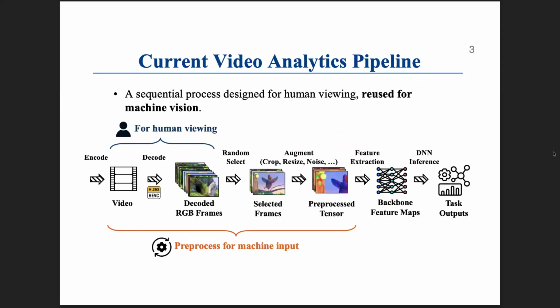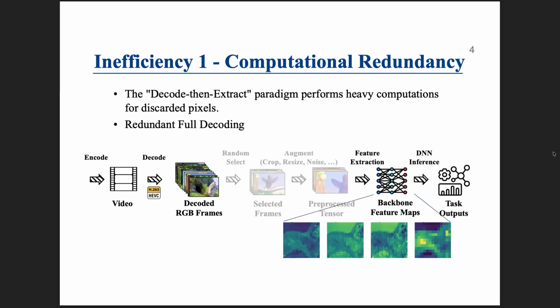However, current video analytics pipelines still follow a human-centric design. Videos are encoded with traditional codecs, decoded into RGB frames, preprocessed, and then passed into neural networks. This design introduces three inefficiencies.